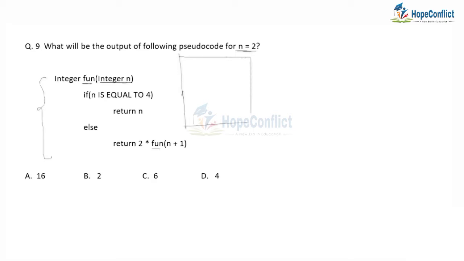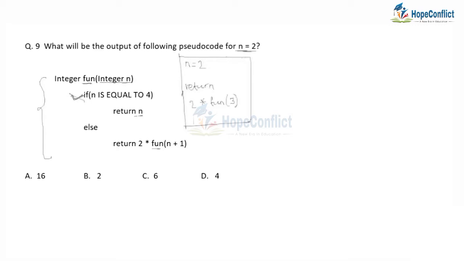Okay, so for the first function frame we have value of n as 2. Now in this case we are checking this condition: if n is equal to 4, we are returning value as n. Obviously this condition is not true in the first case, so we are going to go in this else part. In this else part we are returning value as 2 into the next function call. For this function call the value of parameter is n plus 1, so n plus 1 will become 3 in this case, and we are calling this next function now.